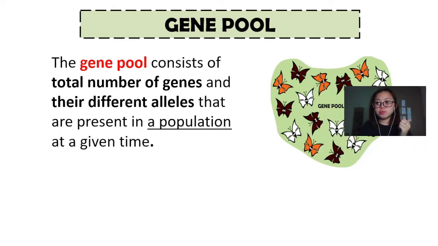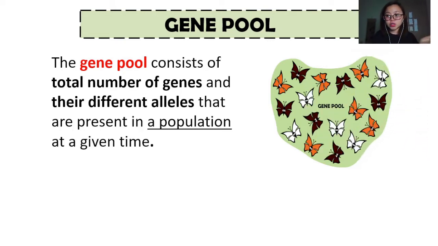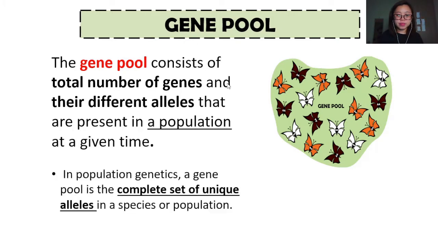So the gene pool, according to the definition, kalau ikut definisi, gene pool is consisting of the total number of genes and the different alleles that are present in a population at a given time. In population genetics, a gene pool is the complete set of unique alleles in a species or populations.